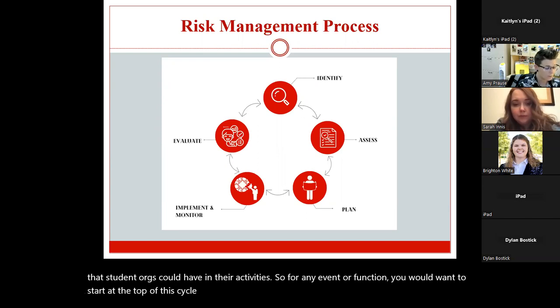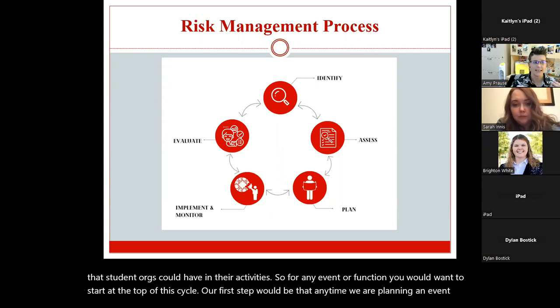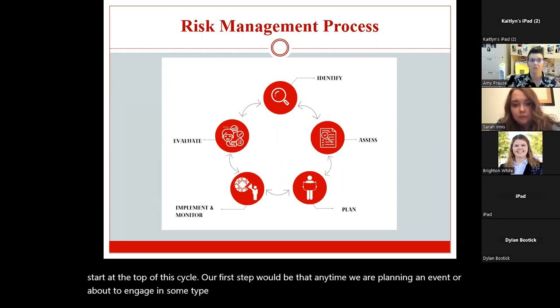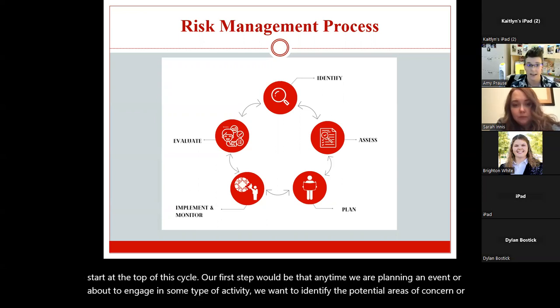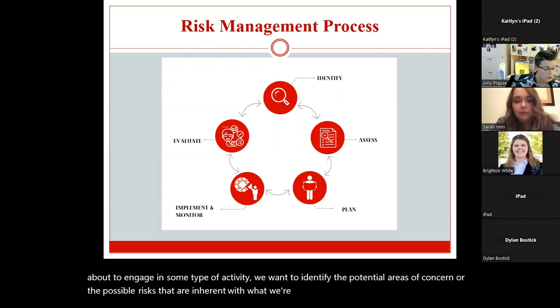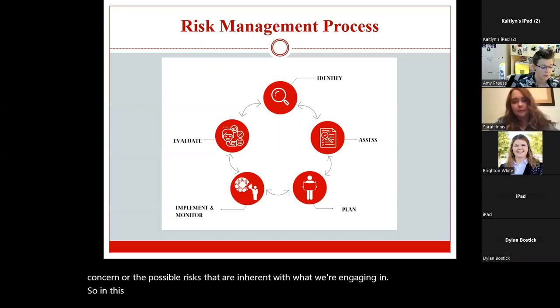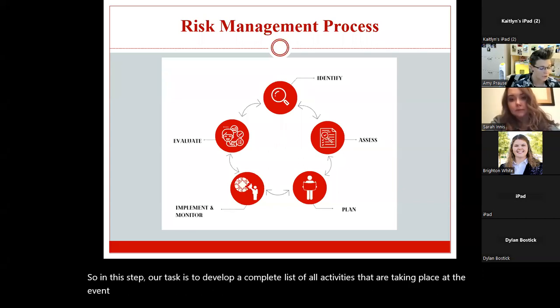Our first step is that anytime we are planning an event or about to engage in some type of activity, we want to identify the potential areas of concern or the possible risks that are inherent with what we're engaging in. So in this step, our task is to develop a complete list of all activities that are taking place at the event and determine the risks that are involved with each activity, okay?